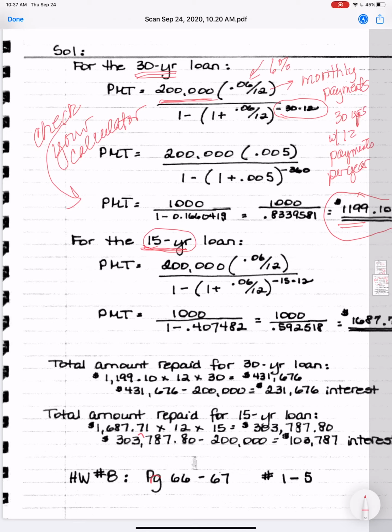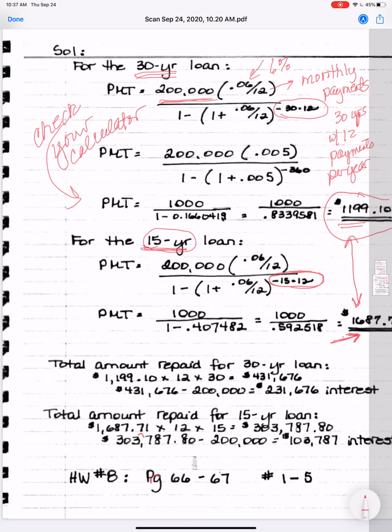So if we use 200,000 again times 0.06 divided by 12, the only thing that's going to change is this exponent, because that's the only place we used our 15 years or our 30 years. So now the exponent will be negative 15 times 12. And when you work all the arithmetic, you get a monthly payment of $1,687, which is higher than the one we first got because you're going to pay it off more quickly.